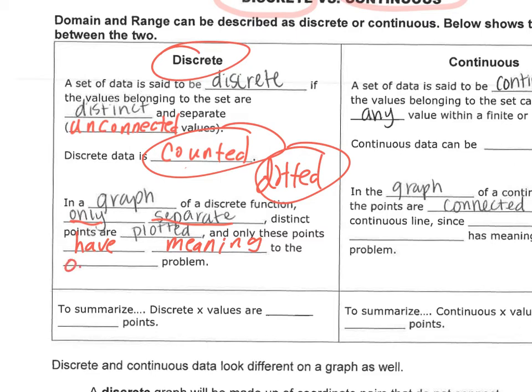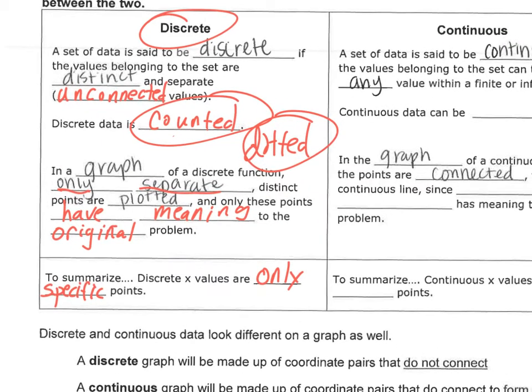To the original problem. So if we wanted to summarize, discrete x values are only for specific points. Okay, so discrete is often counted. It's dots.